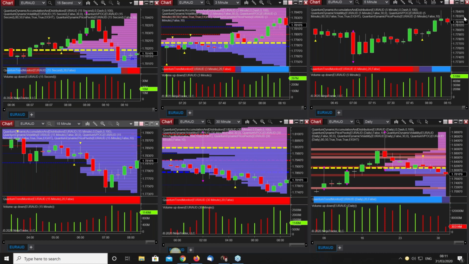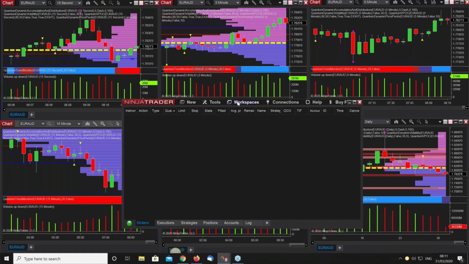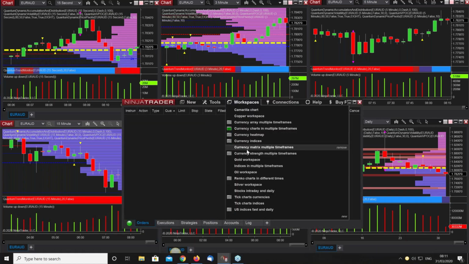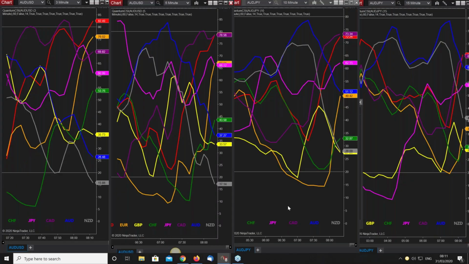Yeah, I've been on the Euro Aussie, and the reason I picked that one up is perhaps if we go back onto the currency strength. This is what I saw setting up, and it's a really good example of using not only the charts in multiple timeframes, but also the indicators in multiple timeframes.